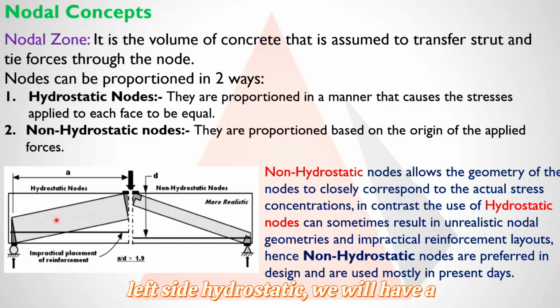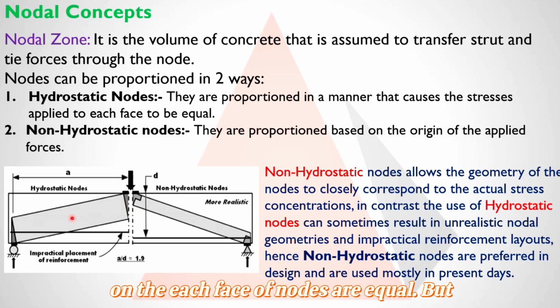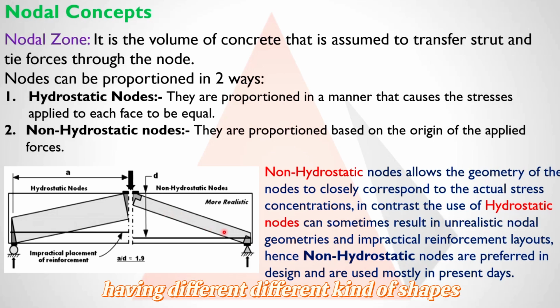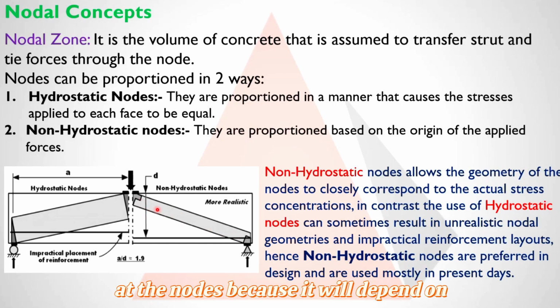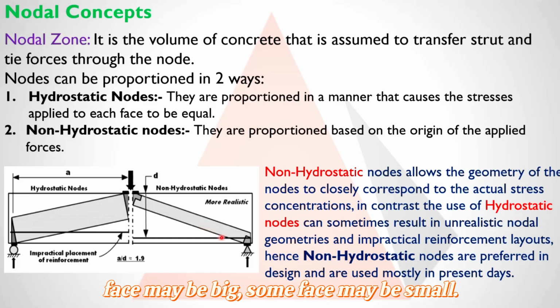So as you can see on the left side, hydrostatic, we will have an equivalent size of nodes where we assume that the stresses applied on each face of the nodes are equal. But on the non-hydrostatic, we will have different kinds of shapes at the nodes because it will depend on the origin of the applied force. Some faces may be big, some faces may be small.